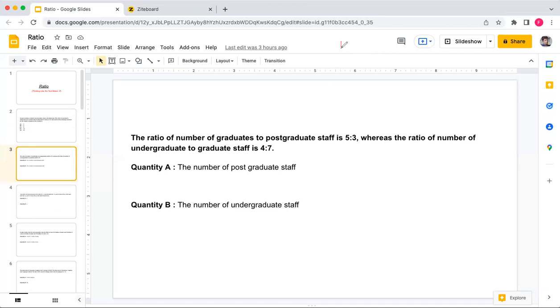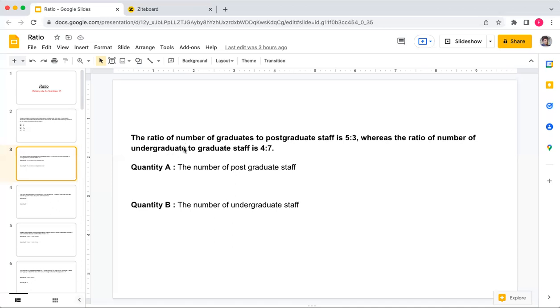A or B? A. A. Yes, exactly. This is A. A is 21 and B is 20. Yes. Not 20, some multiple, right?